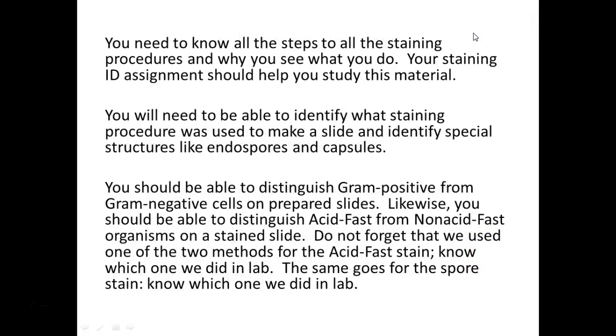You need to know all the steps to all the staining procedures and why you see what you do. This staining ID assignment will help you, as well as the additional quizzes, the practice, and quiz 6 that I put on Canvas for you. You need to be able to identify what staining procedure. So what are you looking at? What procedure might this be? And obviously there'll be enough information there that you'll be able to figure it out. And then you need to be able to identify results. If you're seeing spores, are you seeing a capsule? Be able to draw and label that. Yes, you will have to draw a few things for this test and label them.